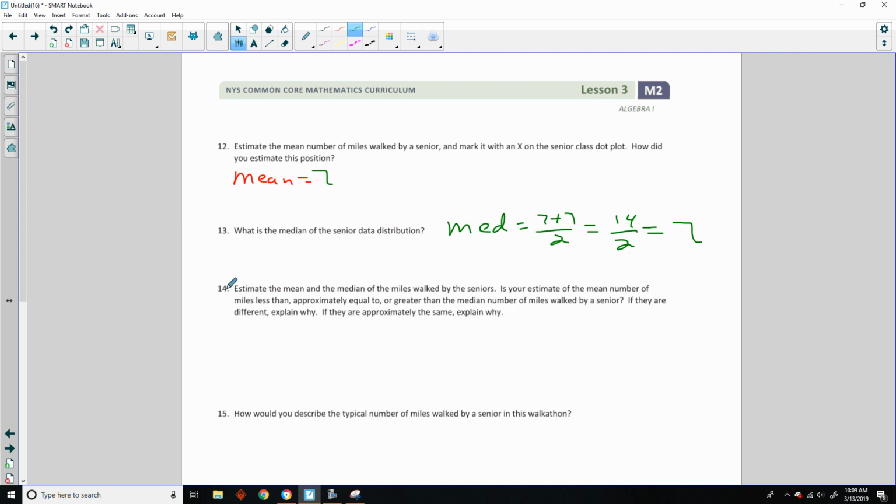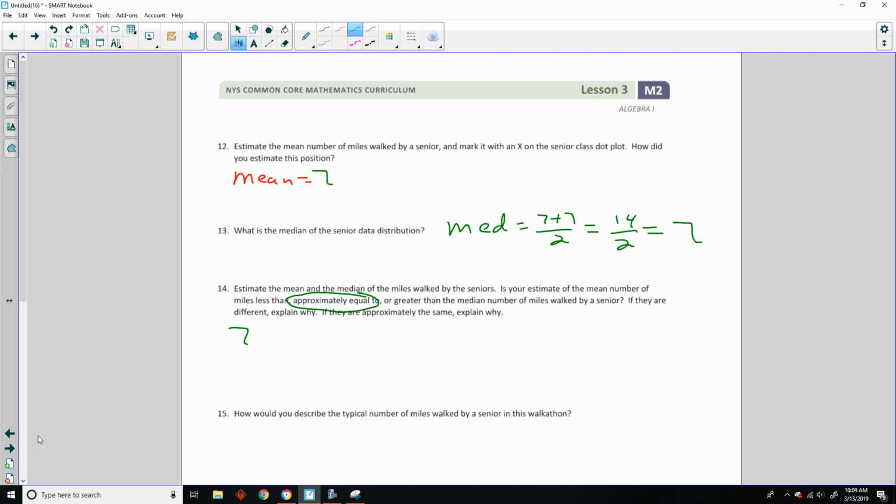So 14 says estimate the mean and the median of the miles walked by seniors. Well, definitely I would say that it would be 7 because they're equal. Is your estimate of the mean number of miles less than, approximately equal to, or greater than the median number of miles walked? And they are approximately equal. If they are different, explain why. If they are approximately the same, explain why.